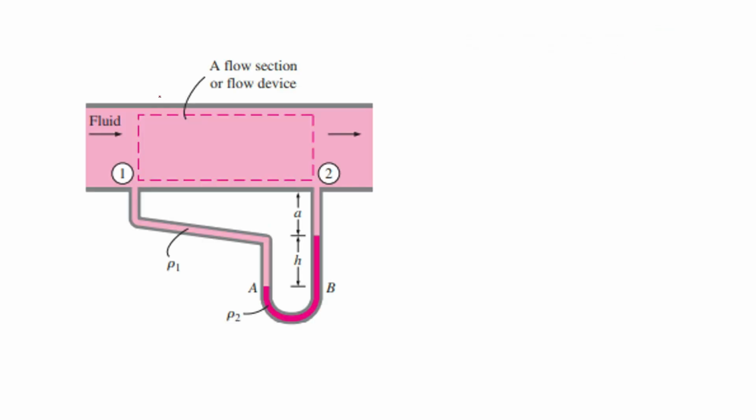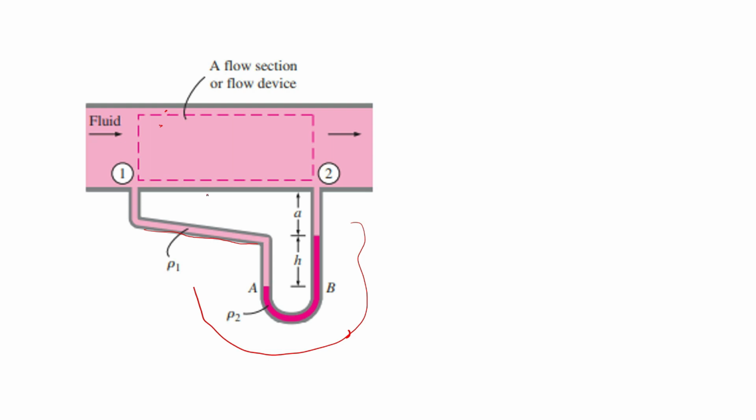So let us see an application of an inverted U-tube manometer for measuring the pressure difference between two points in a fluid flow. You can see that this is the inverted U-tube manometer here. There is a small change in shape here. It is inclined, there is a slight inclination there.